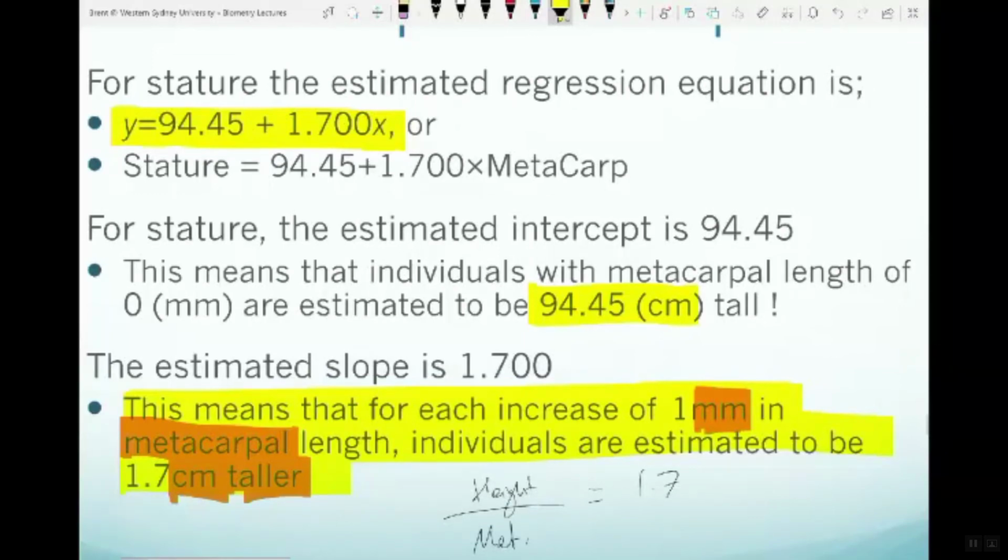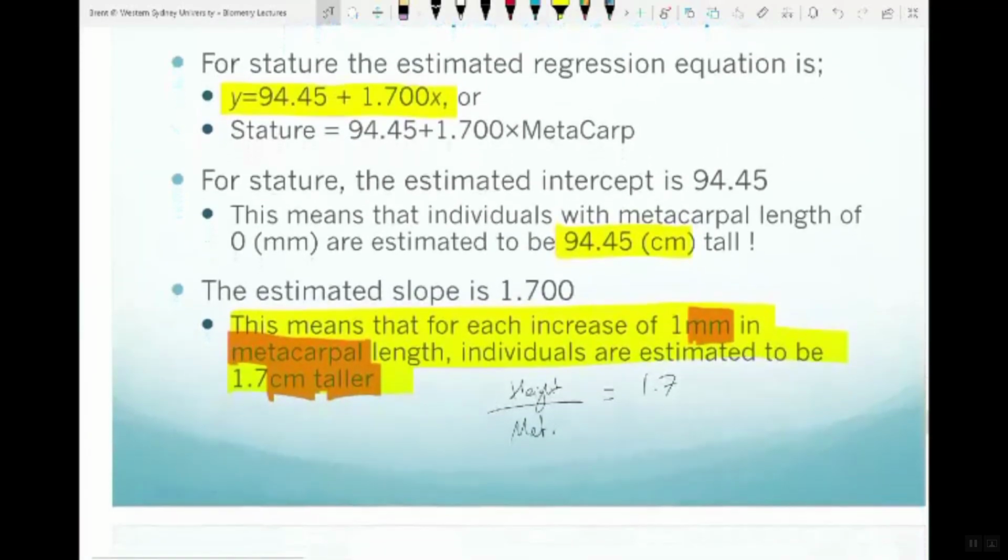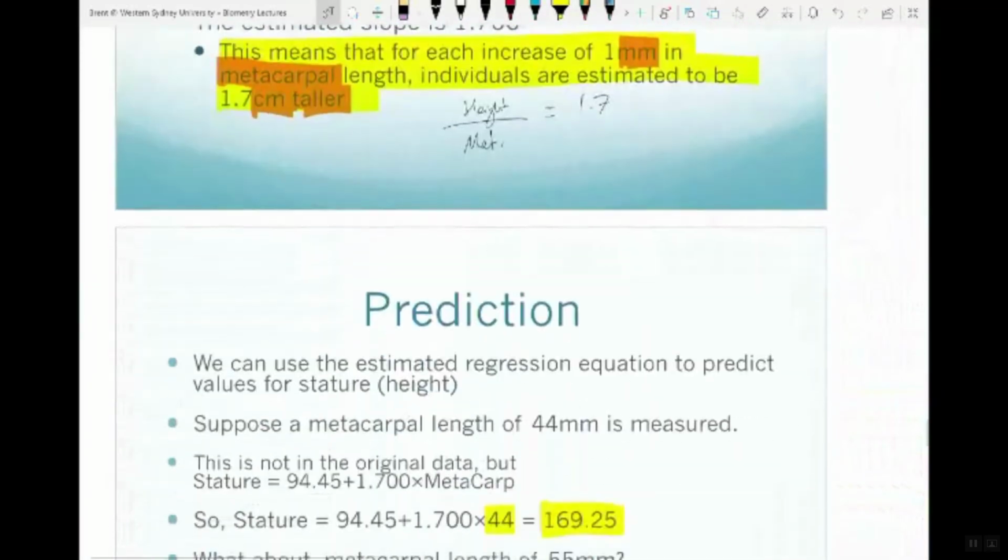All linear models will break down at some point. There is some range beyond which it doesn't make sense to talk about them anymore. Obviously, you can't still be a person with this height if you don't have a metacarpal length of some finite amount, something bigger than 0. So the y-intercept doesn't necessarily always make sense. It may sometimes, but more often than not, it won't. Okay, so be careful of that. The y-intercept doesn't always make sense.